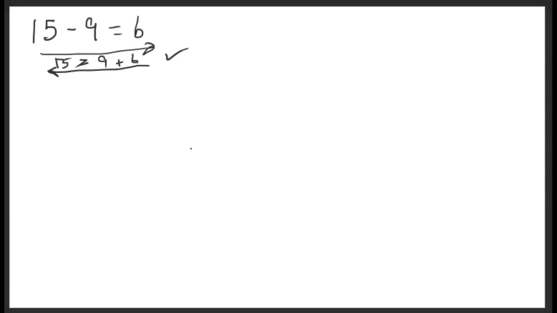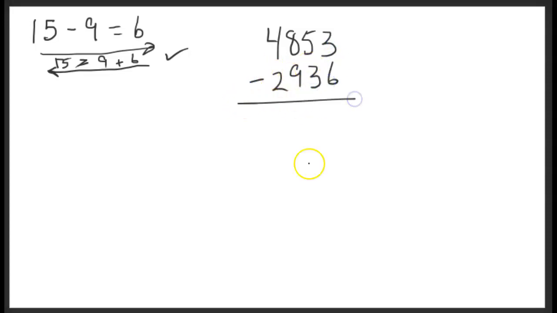But let's think about if we had a subtraction problem that looked like this. 4,853 minus 2,936. Okay, I'm going to subtract from left to right. 4,000 minus 2,000 is 2,000. Not going to write it yet.